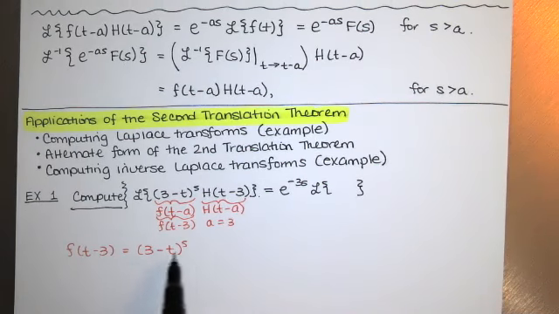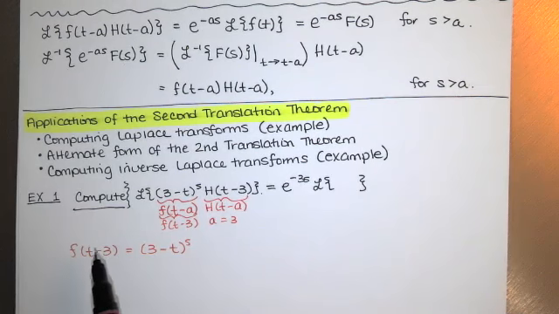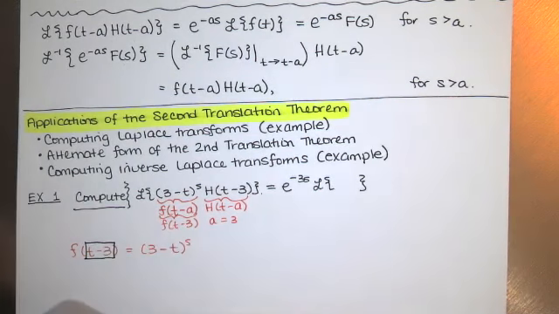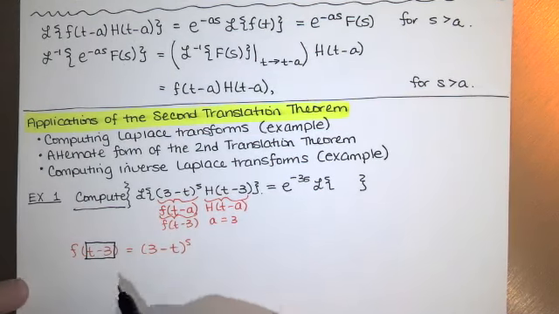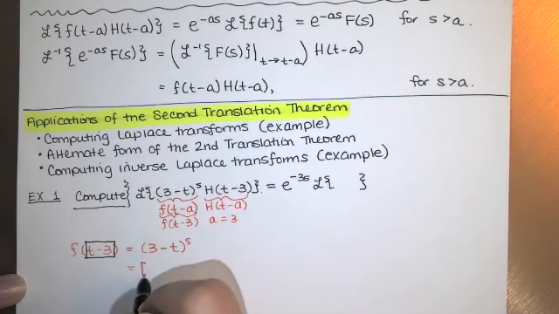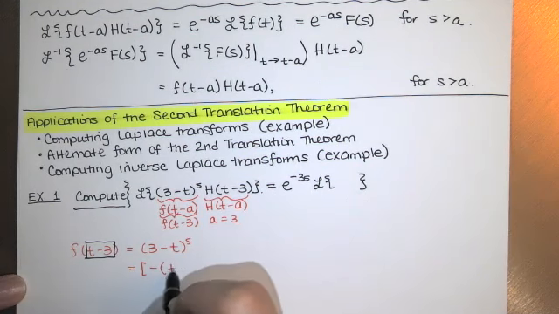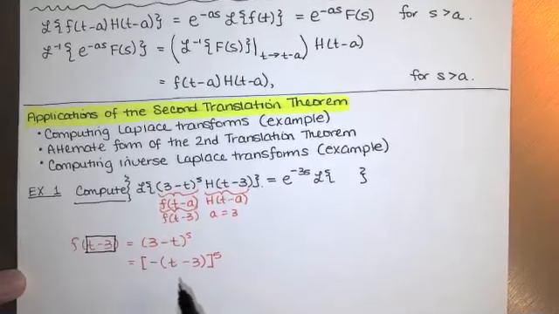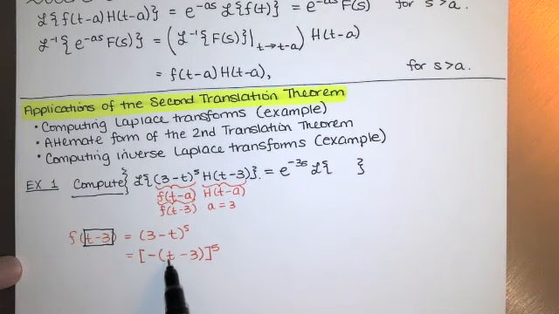But basically, I need to write this in such a way that this expression right here, this t minus 3, appears on the right-hand side. Well, that can be easily done if we factor out a negative 1 here. This is negative 1 times (t minus 3) raised to the 5th. And if you don't believe me, just distribute. Negative 1 times t is negative t. Negative 1 times negative 3 is positive 3. So this is really the same as (3 minus t) to the 5th.